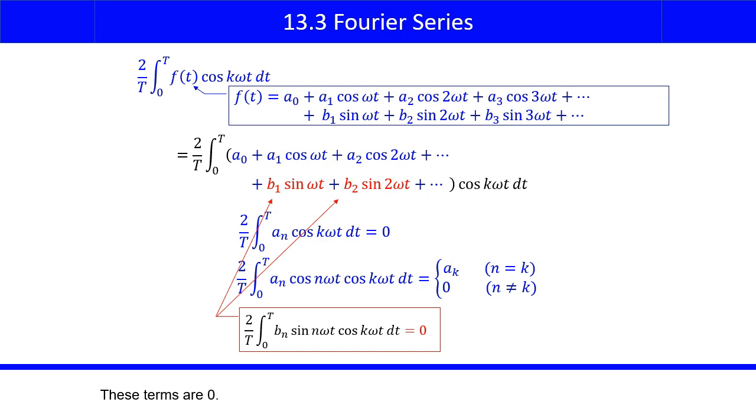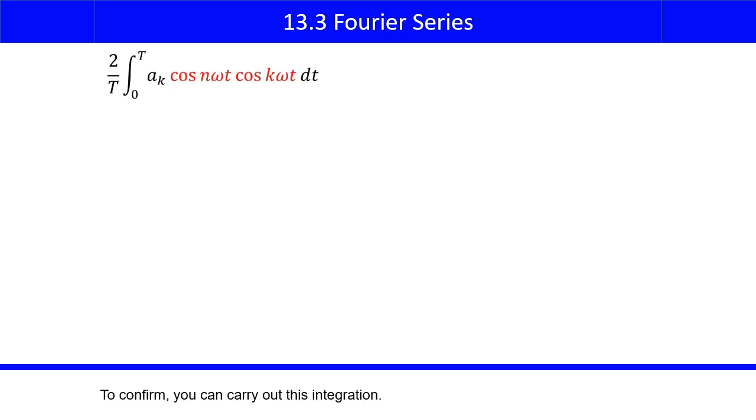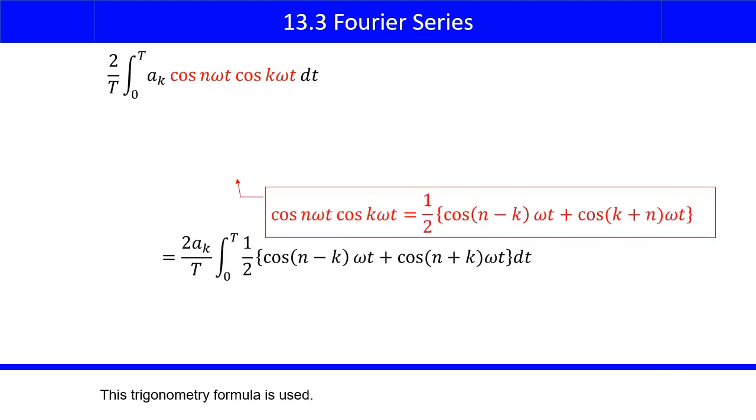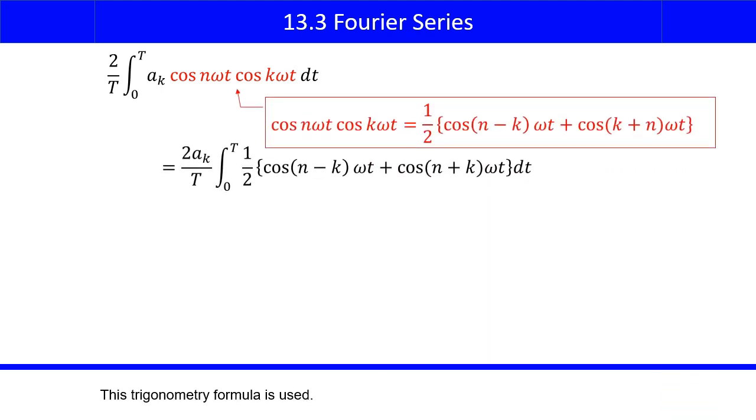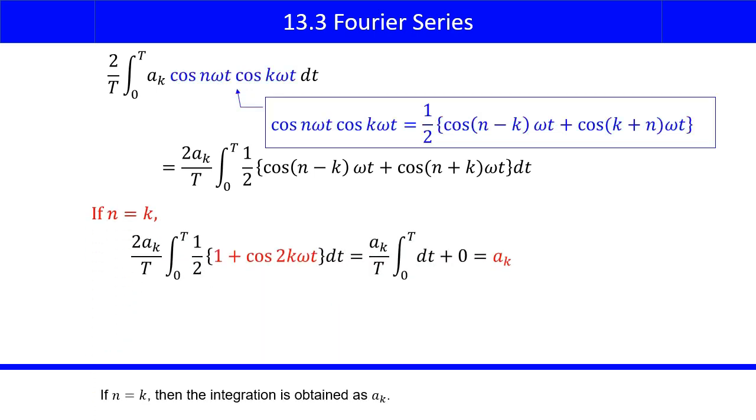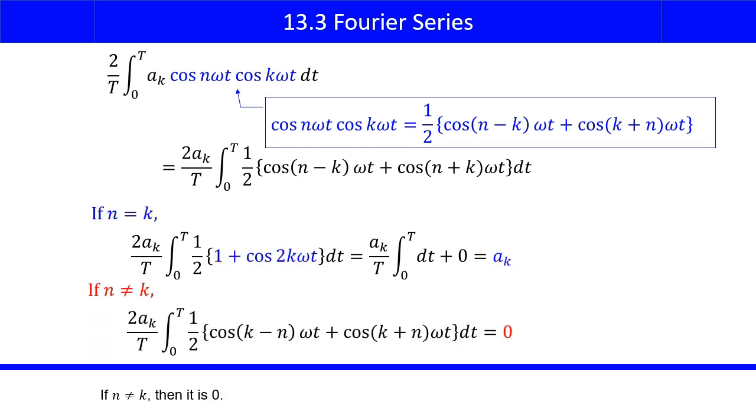These terms are 0. To confirm, you can carry out this integration. This trigonometry formula is used. If n equals k, then the integration is obtained as Ak. If n is not equal to k, then it is 0.